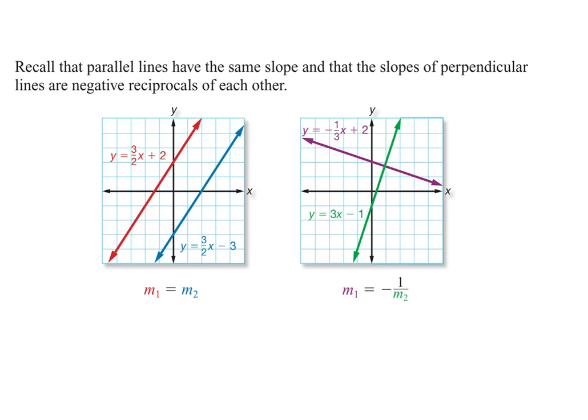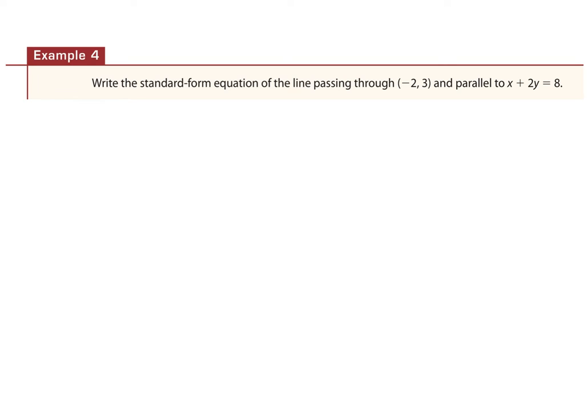So the next question tells us, write the standard form of the equation of the line passing through the point -2, 3 and parallel to x plus 2y equals 8, okay? So this is making you think of several different things that you need to know. First, the answer needs to be in standard form. Standard form is ax plus by equals c. And typically you don't have fractions and your A is positive, okay?